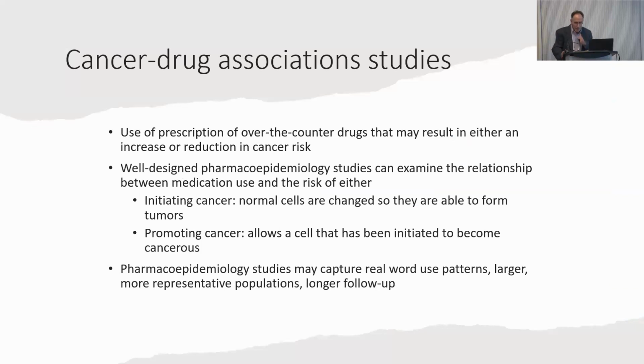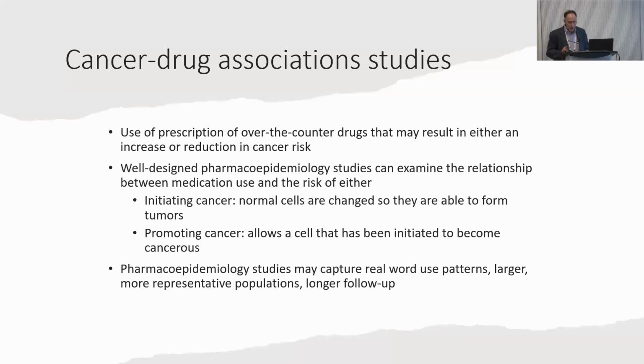We know that there are medications that can affect these cellular processes at any stage, increasing or reducing the risk of cancer. Well-designed pharmacoepi studies can examine the relationship between medication use and the risk of either initiating cancer or promoting cancer. So having an understanding of the biological mechanisms and these disease pathways can provide complementary knowledge when forming hypotheses, designing studies, and analyzing cancer as an outcome.